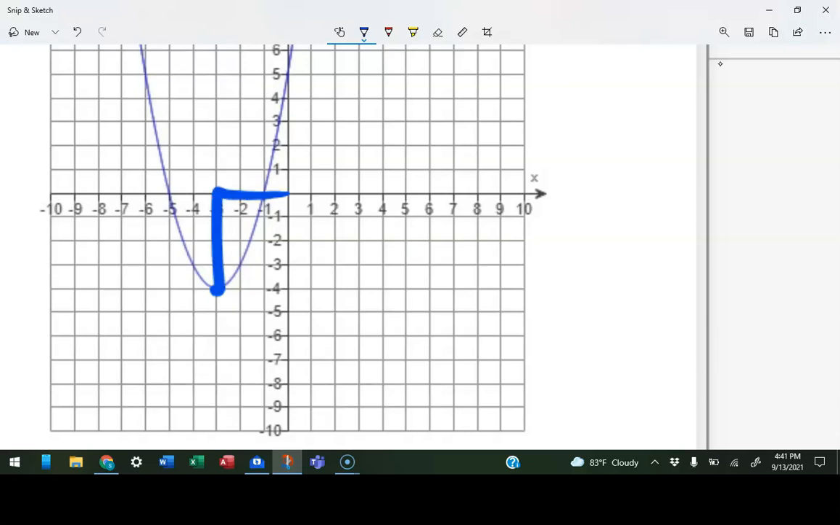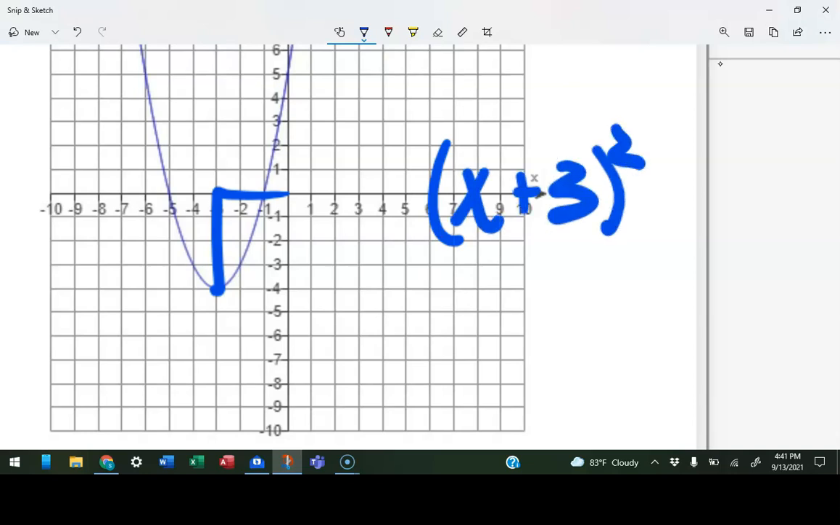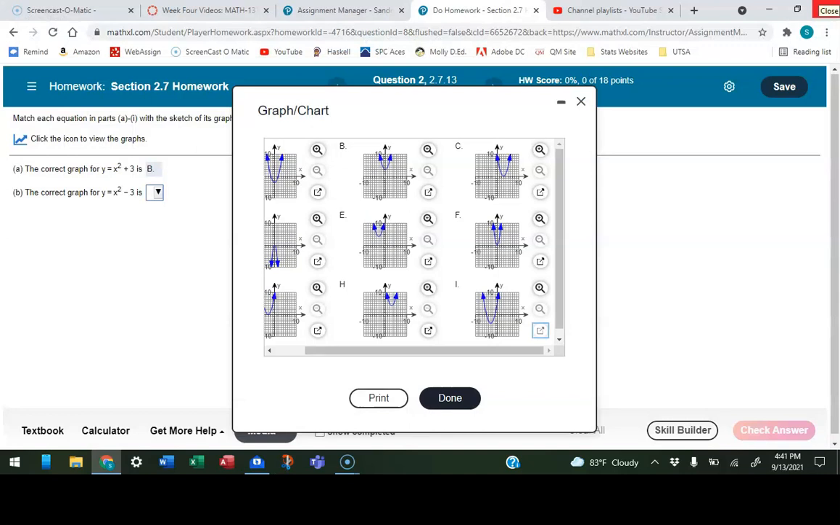He didn't get flipped, so there's no negatives. He didn't get stretched or compressed, so there's no coefficient. But he did move to the left 3, and then he went down 4. So that's the equation that you're looking for.